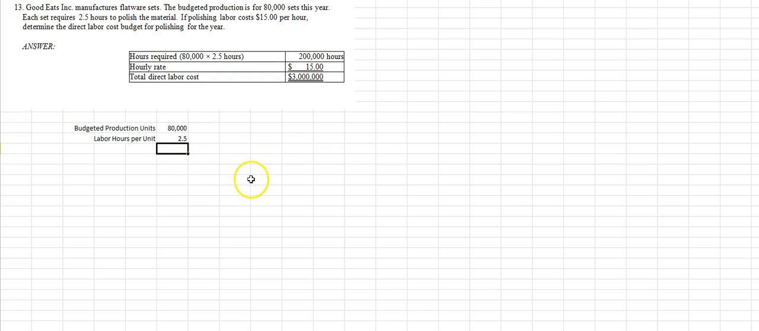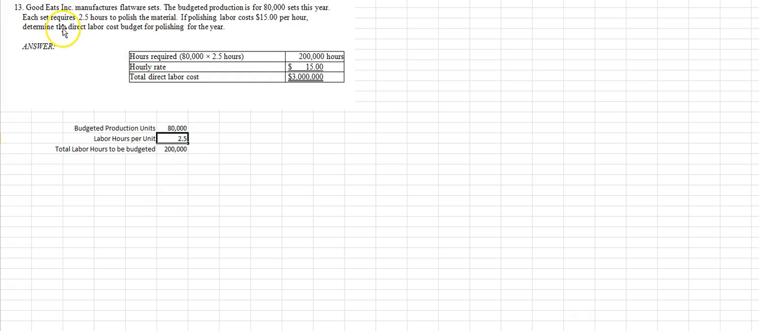So how many total labor hours do I need to produce 80,000 units? That's very simple, right? 80,000 times 2.5 is 200,000. So this is total labor hours to be budgeted. If we want the budget to make sense mathematically and tie in, I must budget 200,000 labor hours. But that's not the question.